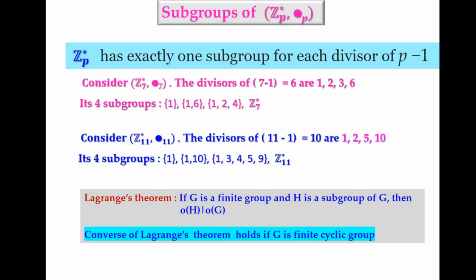Now for this we make use of Lagrange's theorem. If G is a finite group and H is a subgroup of G, then the order of H divides the order of G. The converse of Lagrange's theorem holds if G is a finite cyclic group. So in this case we can say that the converse of Lagrange's theorem holds good.